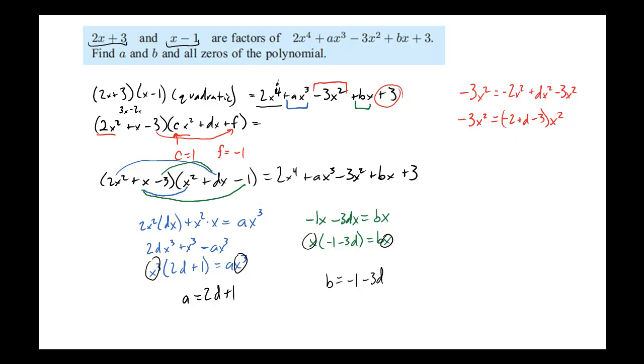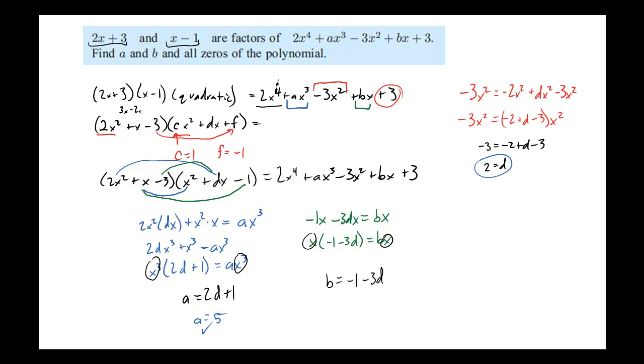But notice that I got the x squareds on both sides. Okay, that means that negative 3 needs to equal, I guess I don't need the parentheses anymore, negative 2 plus d minus 3. Add the 3, add the 2. I got that 2 equals d. And what good did that do me? Well, I now have d, which means I can now find the other two. So a is equal to 2 times 2, which is 4, plus 1, which is 5. I now have a. Woohoo!